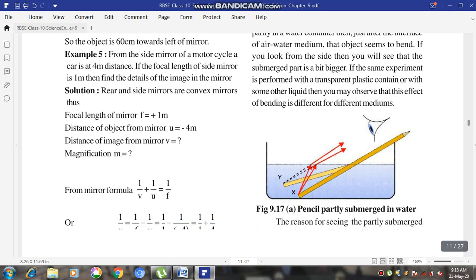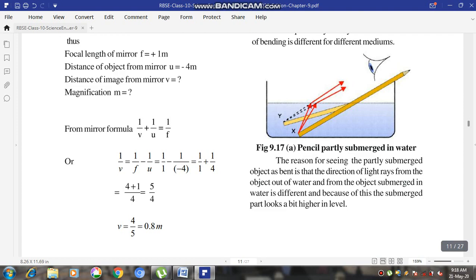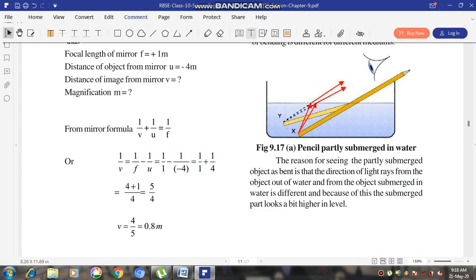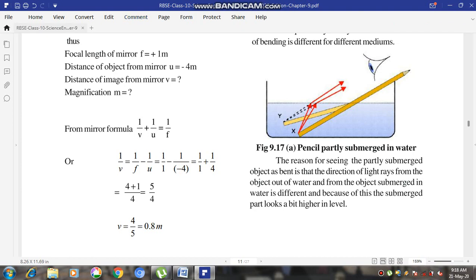Why does it happen in our everyday life that a pencil, when submerged in water, looks partially bent? The reason for seeing the partially submerged object as bent is that the direction of the light rays from the object out of water and from the object submerged in water is different, and because of this the submerged part looks a bit higher in level.